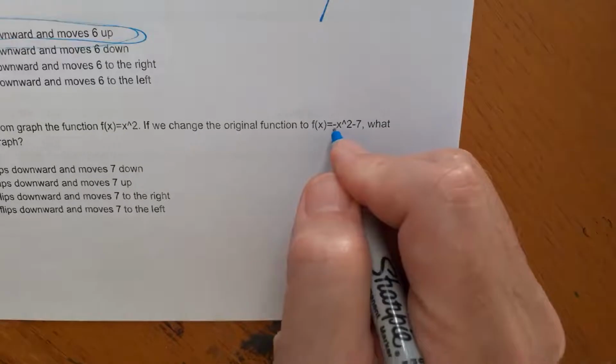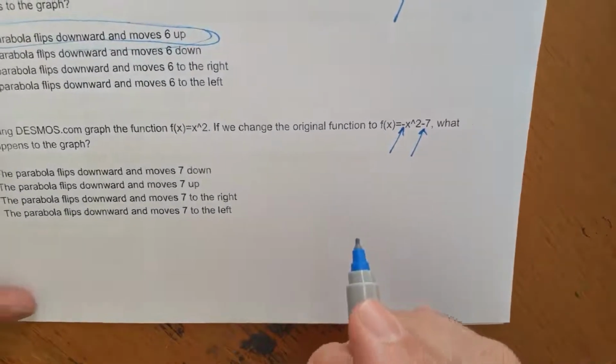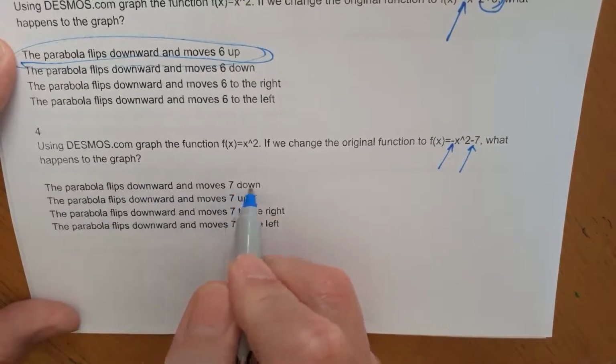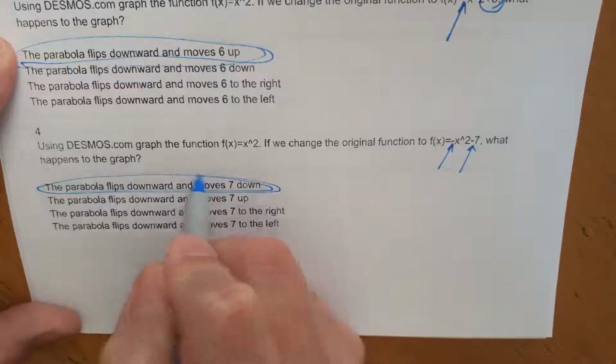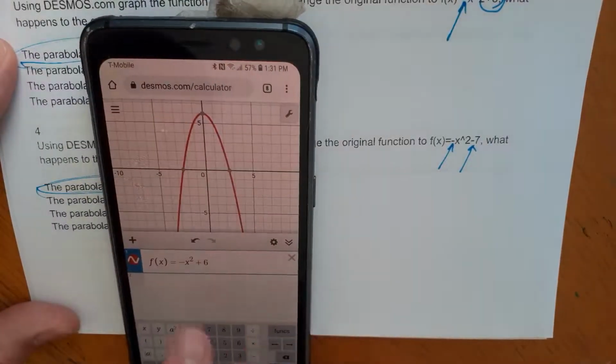I'm now given a minus, so I know it flips it upside down, and I got a minus 7, so it moves it down 7. So I'm simply going to say the parabola flips downward and moves down 7. Go ahead and type it into Desmos, right? Just adjust the one we got. It's already upside down. All we need is a minus 7 right here.